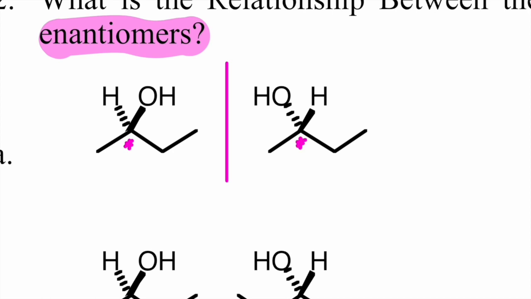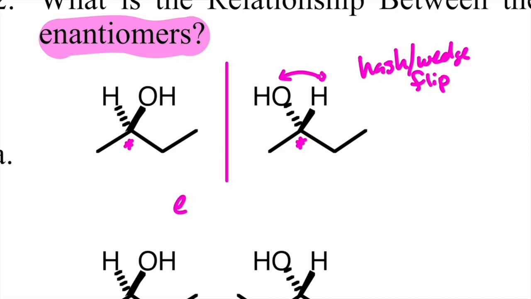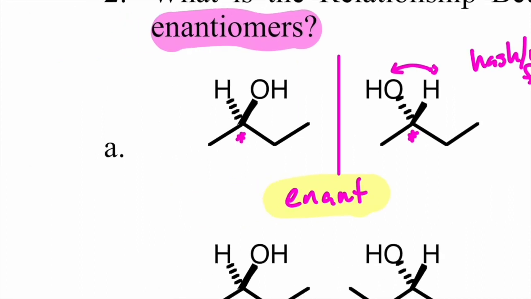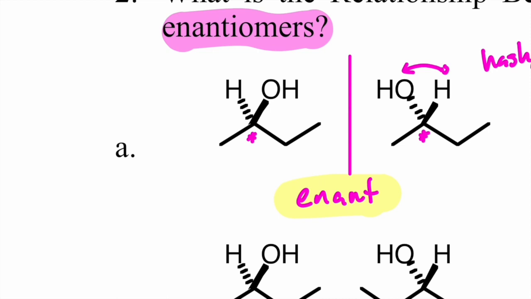So the thing is, they are the same if nothing has changed. But in this case, although the butane is the same, I have hydrogen and hydroxide there, and it appears that this is flipped. So I did a hash wedge flip. This is how we classify an enantiomer. They are mirror images. Now, if you're wondering how that is a mirror image, if I put this over here in the same context, it will look the same.